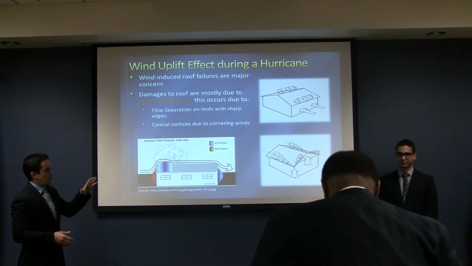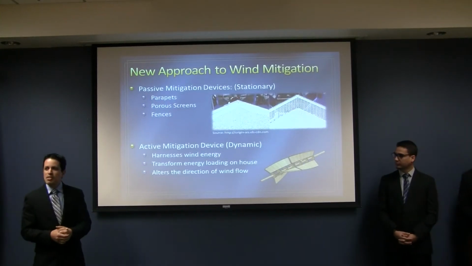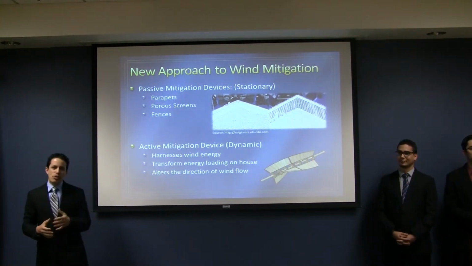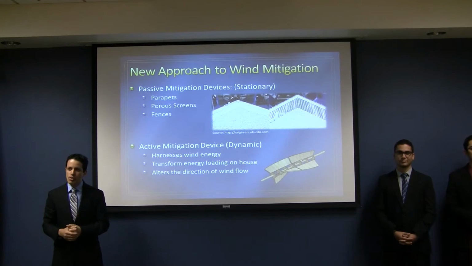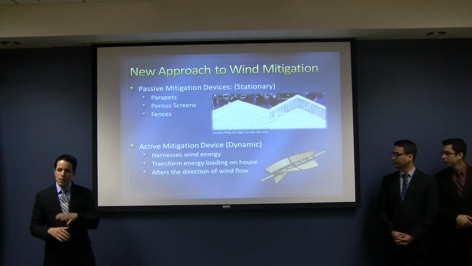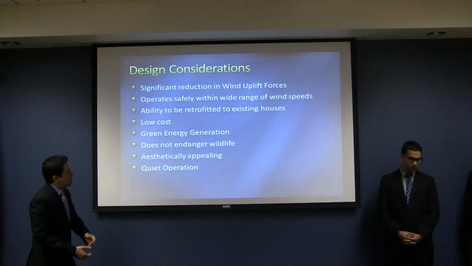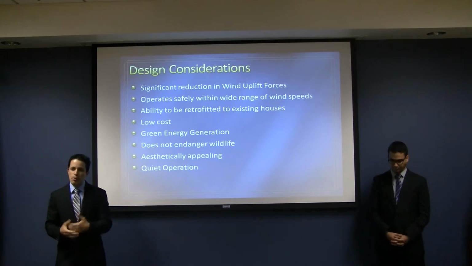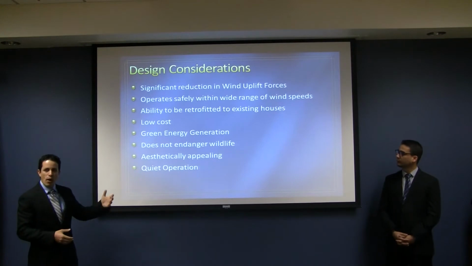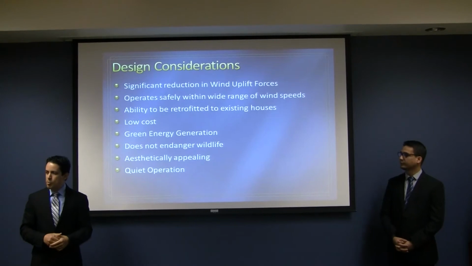Now, what can we do to approach this problem? There have been some passive mitigation devices already in place, like, for example, those pictures that you can see up there. However, what we're trying to do with this project is a completely new approach of a dynamic device that will harvest the energy of the wind as well as alter the direction of the flow. Now, there have been some considerations. We've taken significant reduction of wind uplift. Of course, this is the main focus of this project, but we've thought about safe operation, quiet operation, low cost, etc. And now Joel will explain to you a little bit about our first proposed design.